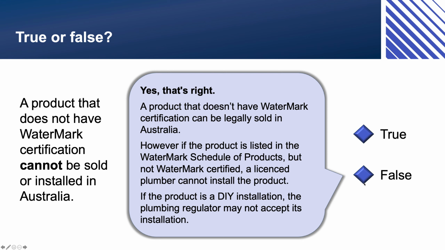Most plumbing and drainage products require WaterMark certification, but not all of them do. A product type that is listed in the WaterMark schedule of excluded products doesn't need to have WaterMark certification. However, an approving authority might require some other form of evidence that the product is fit for purpose.